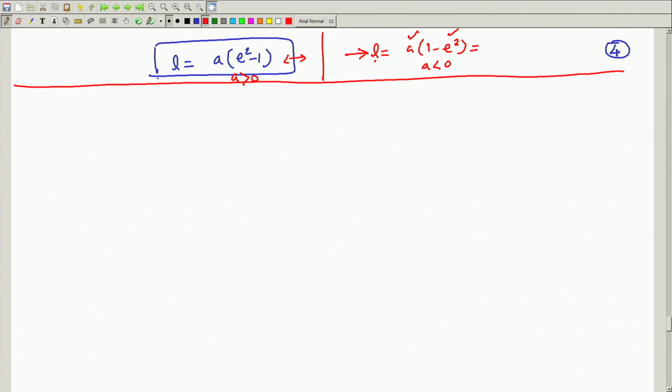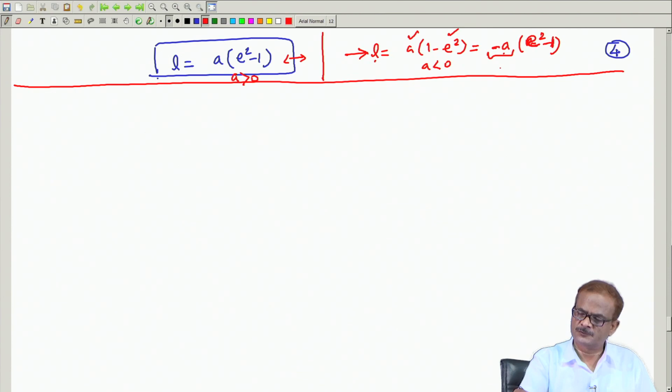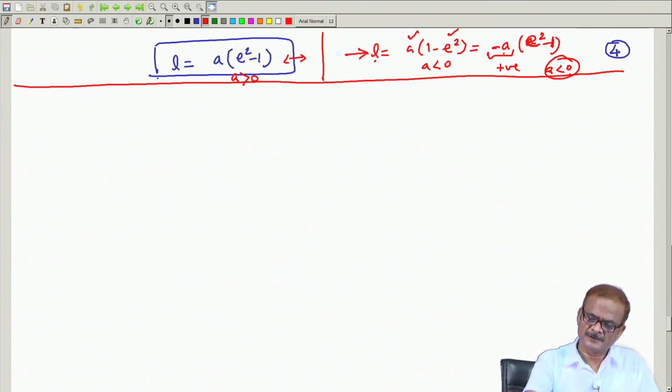So, if I write it as minus a times e square minus 1, you can see that this quantity L is a positive quantity. So here minus a should be a positive quantity, that means a is less than 0. Here in this part a appears as less than 0, but here a is greater than 0. So, these are the two ways of writing the same thing.